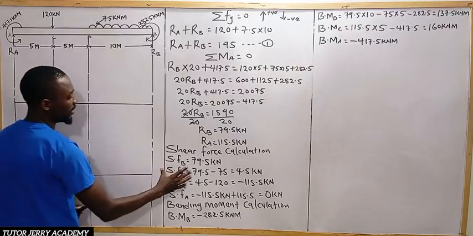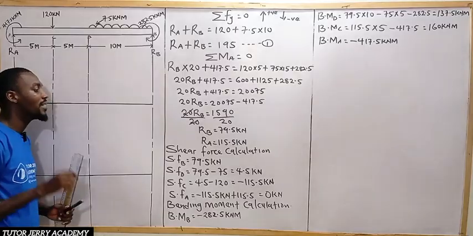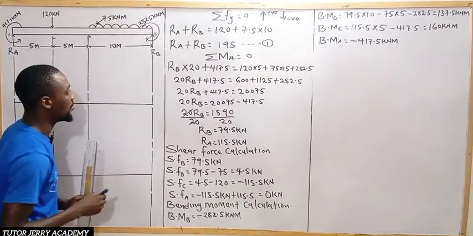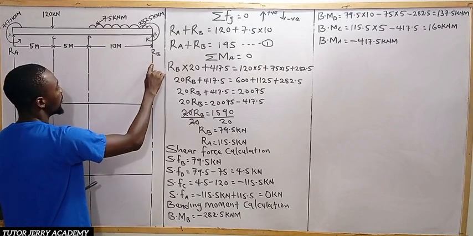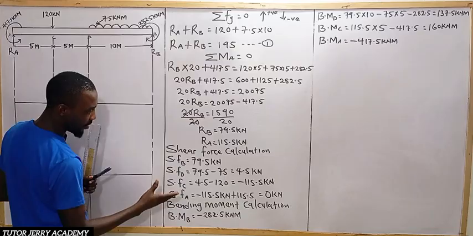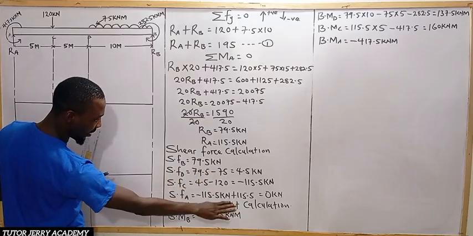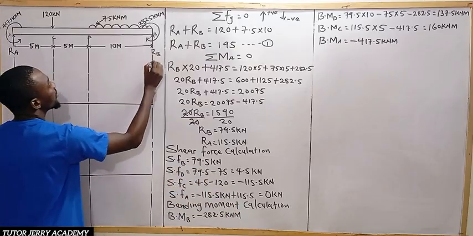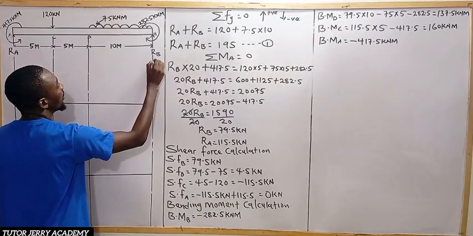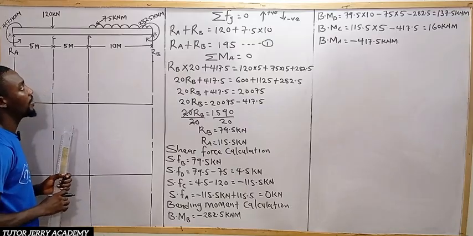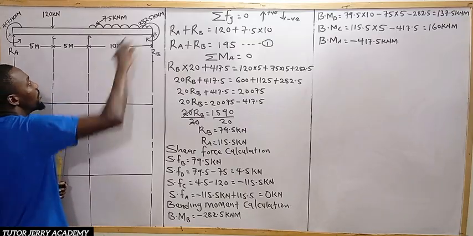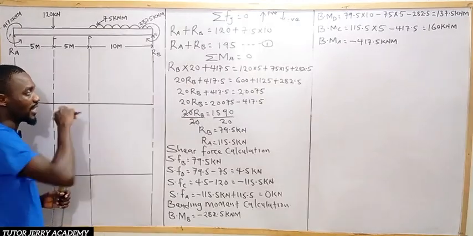At point B, our shear force is 79.5 positive. So let's take this point here to be our 79.5, because it is the highest value that we have there. So let's just take this point here. That is our 79.5. And don't forget we have a uniformly distributed load there, so we'll be using an inclined line.